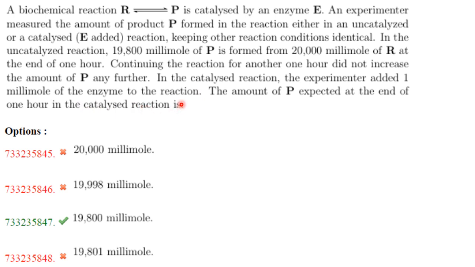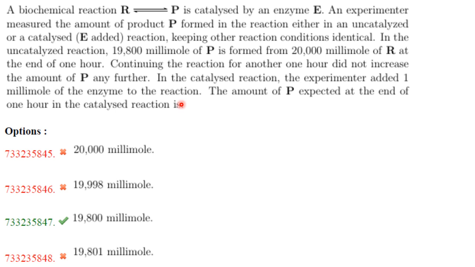So here the experimenter has conducted 2 experiments. That is, in one he has added the enzyme and in one he has not added the enzyme. He found that in the uncatalyzed reaction, 19,800 millimoles of P is formed from R at the end of 1 hour. And if he continued the reaction for another 1 hour, he did not see an increase in the amount of P any further. Then in the catalyzed reaction, he added a certain amount of enzyme into the reaction. The amount of P expected at the end of 1 hour in the catalyzed reaction is.